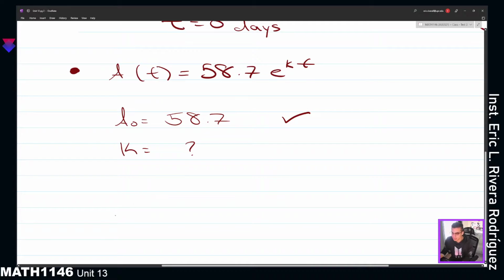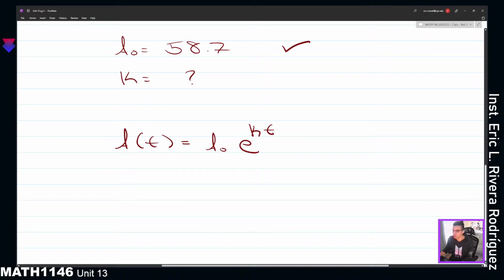Okay, so we are looking for K, but I'm going to change from 58.7 to a sub 0, e raised to the power of K, T. Okay, and the goal here is to solve for K. What we know is that when T is equal 7, A of 7 or A of T is equal to 2 times a sub 0. So we can use this information.